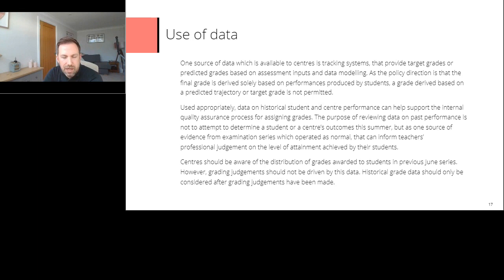As I say, one of the key principles this summer is to ensure that the grades awarded to students are rooted in the evidence that you have around their performance. So any type of data that you have about their potential or their progression in a subject would not be deemed appropriate in determining their grades this year.